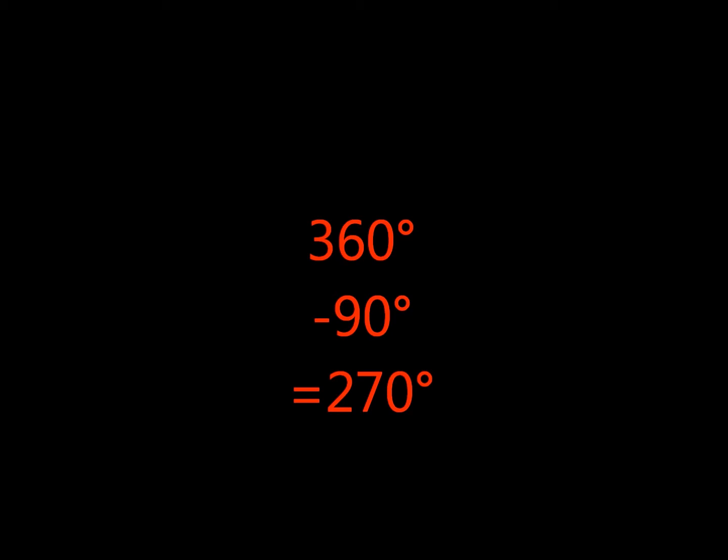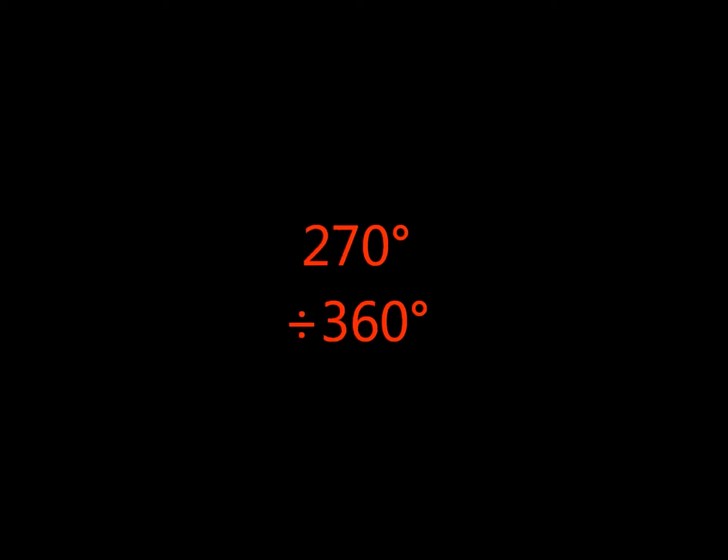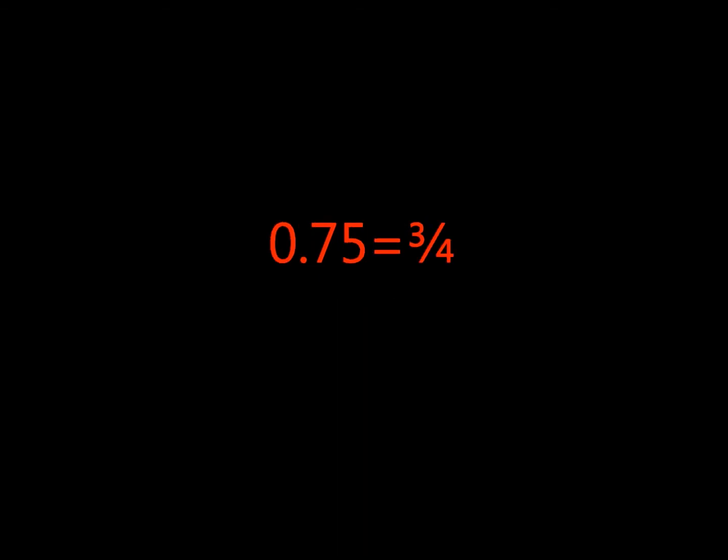To find how much of the circle's circumference we will be calculating then, we must divide 270 degrees by 360 degrees to find the percent, which will turn into a fraction for algebraic purposes. 270 degrees divided by 360 degrees equals 0.75. This is equal to 3 over 4, or 3/4. So, we'll be calculating 3/4 of the circumference of the original circle.